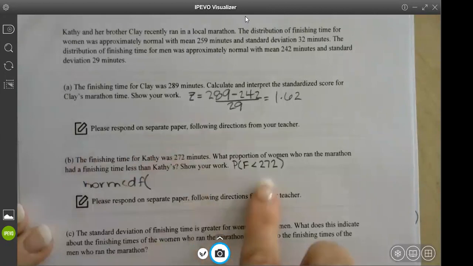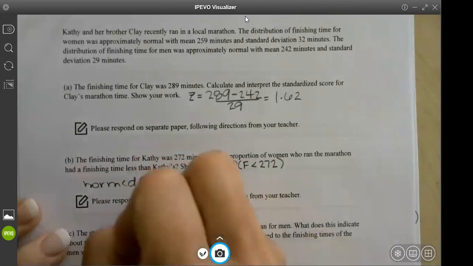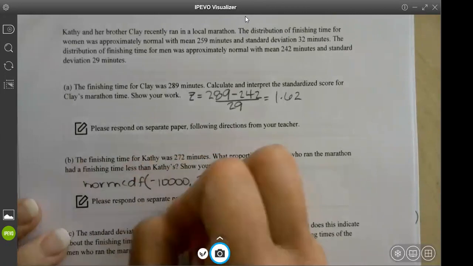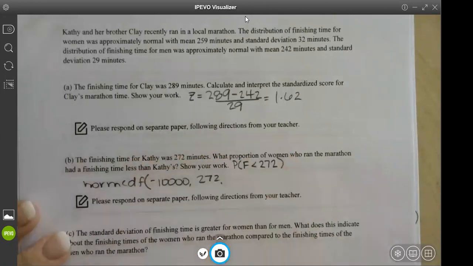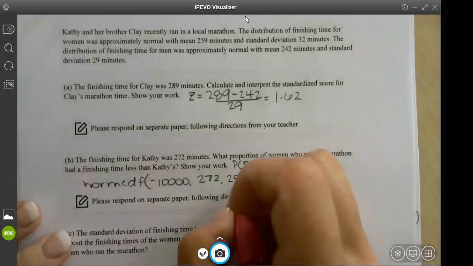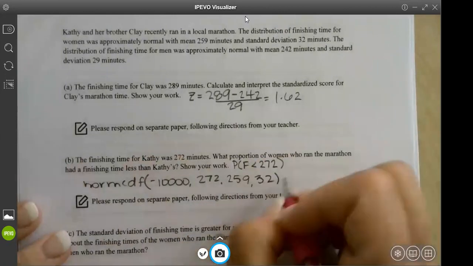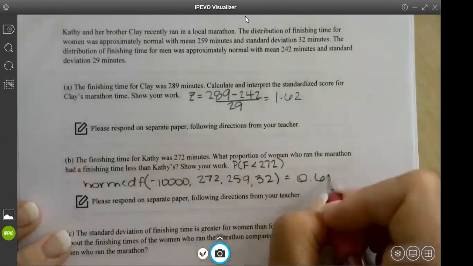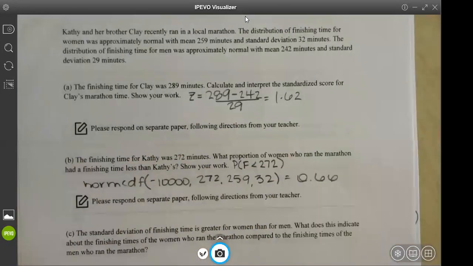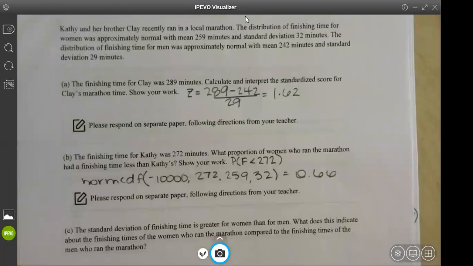If we want less than 2:72, what's our lowest? What's our highest? Remember, she's a woman, so what was her mean? And standard deviation, which gives 0.66. So 66%. You can leave it as 0.66. You don't have to make it 66%. Okay, they're not looking for that.